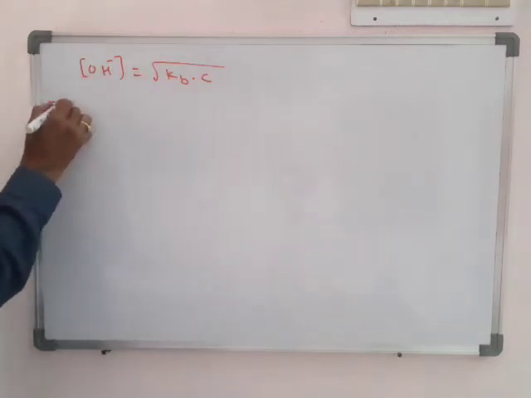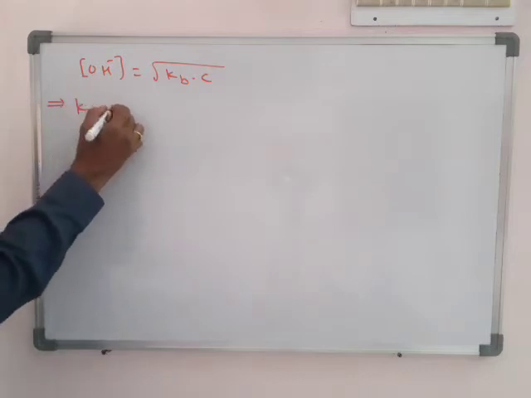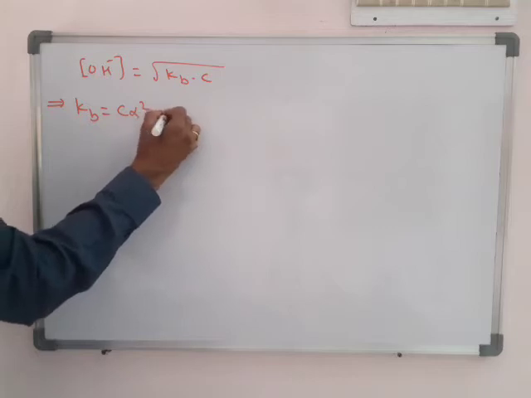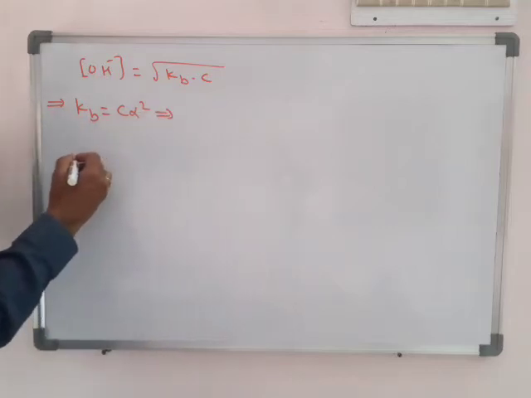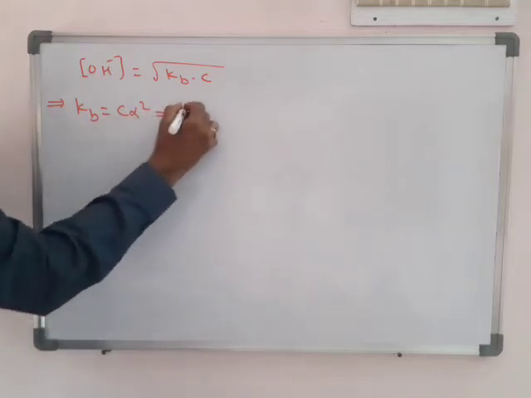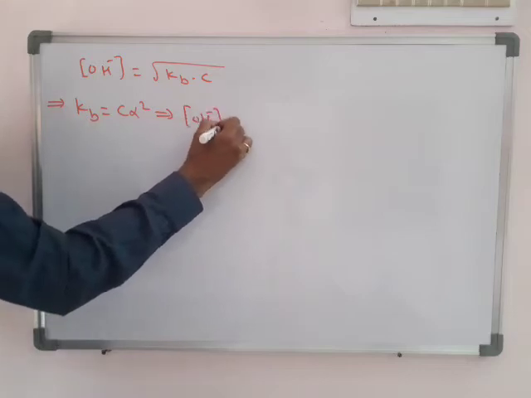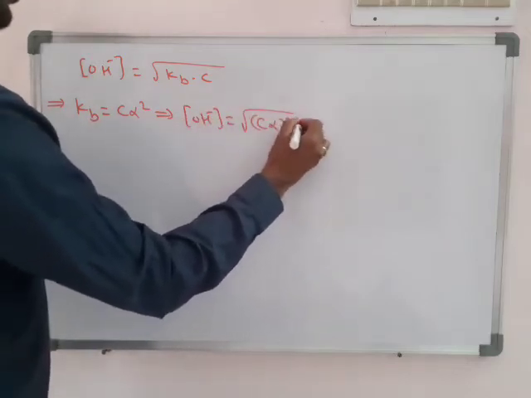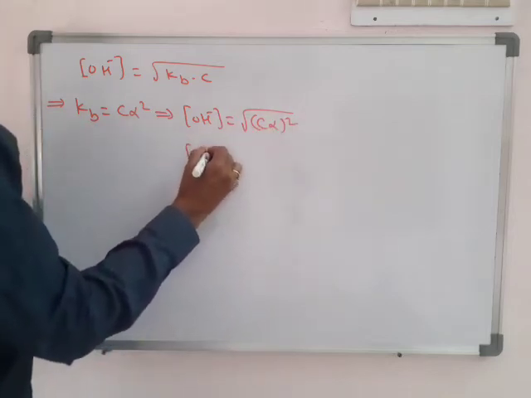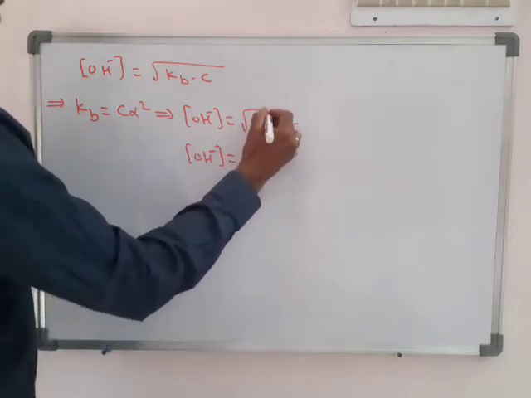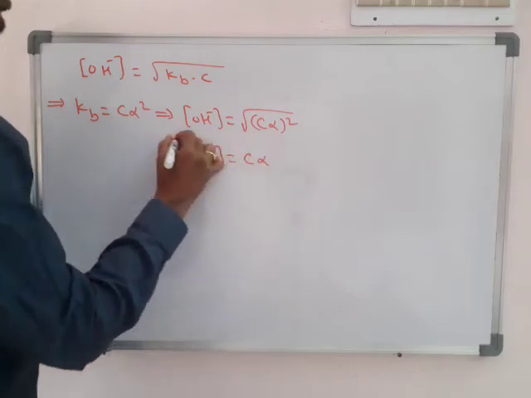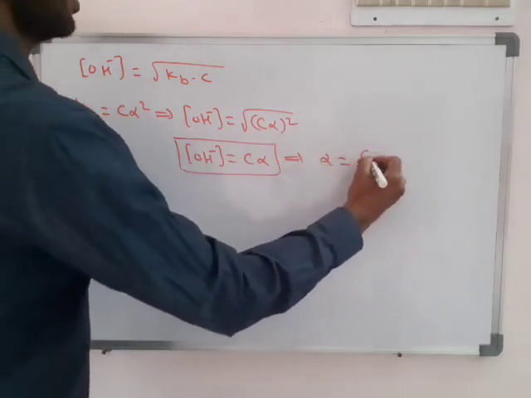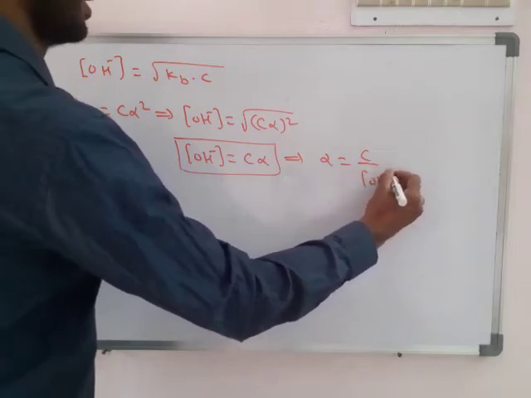Already we know that Kb is equal to C alpha square, which implies OH minus is equal to root of C into alpha whole square. So finally we got OH minus is equal to C into alpha, and alpha is equal to OH minus by C.